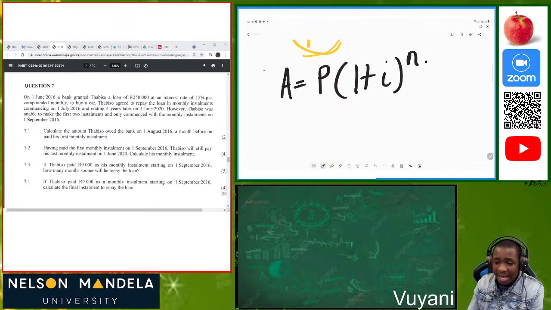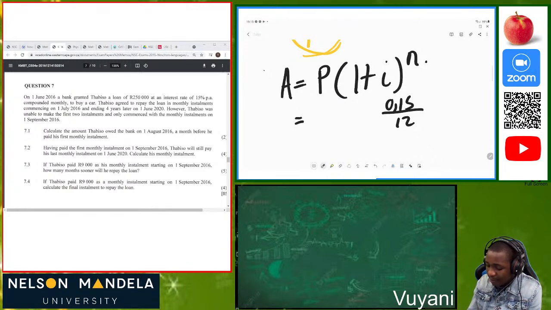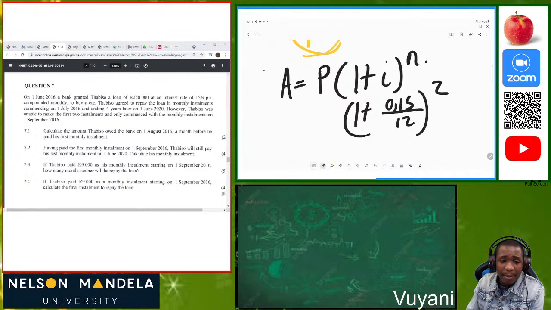What is our i? Our i is the 15%, which is compounded monthly. If they say 15% compounded monthly, it's going to be 0.15 divided by 12, because a year has 12 months. Don't forget to divide by 12. What is our n? Our n is 2 months. Then the principal amount, the money which he had to pay, is 250,000.